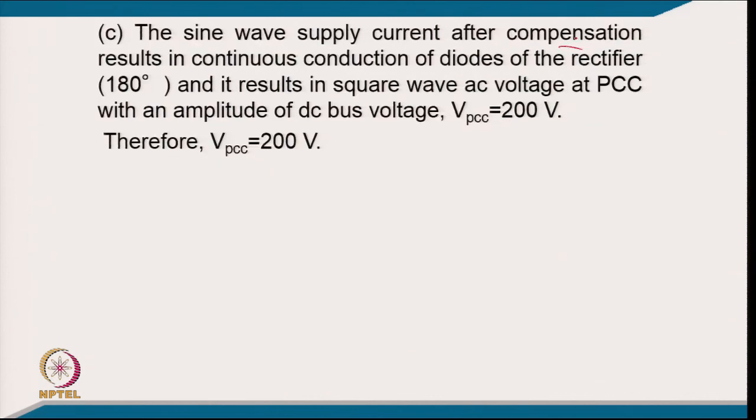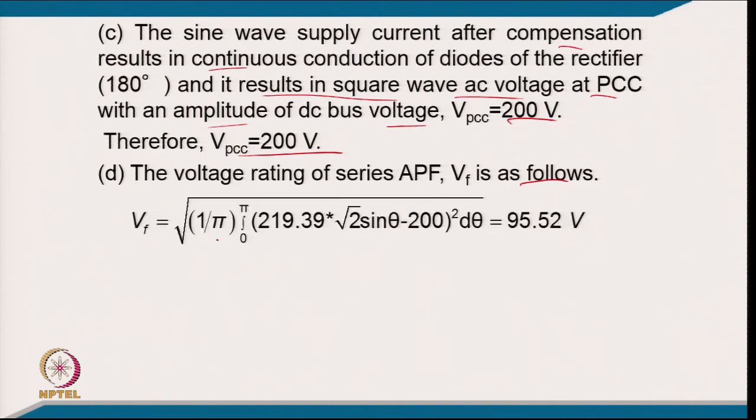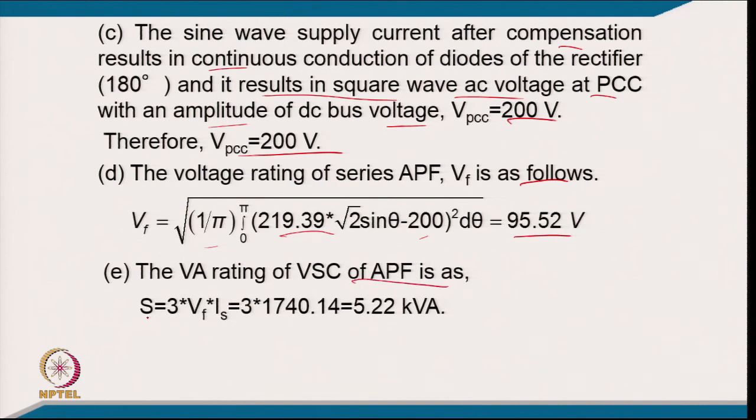So, the sine wave supply current after the compensation results in a continuous conduction of the diodes of the rectifier, 180 degree, and results in a square wave at PCC with amplitude of the DC bus voltage of 200 volt. Therefore, the PCC voltage is 200 volt, and the voltage rating of the series active filter will be the sine wave minus the DC bus square wave. So, it comes to 95.52 volt, and the series active filter rating is 3 into VF IF. Putting in the values, it comes to 5.22 kVA.